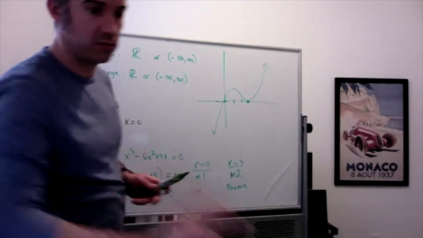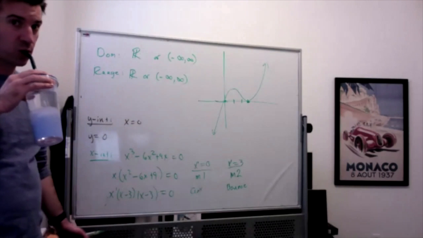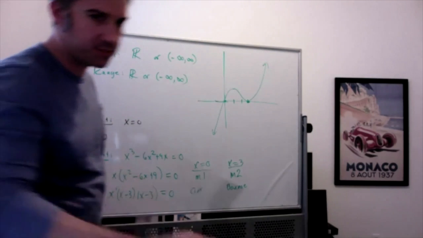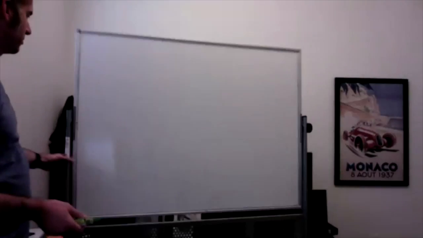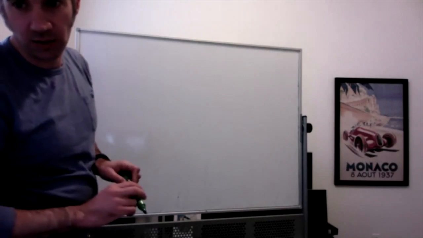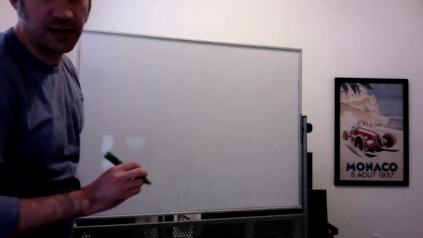Questions about this one? All right. So let's go to the next one, which is f(x) equal to 8 to the x plus 1 minus 4.